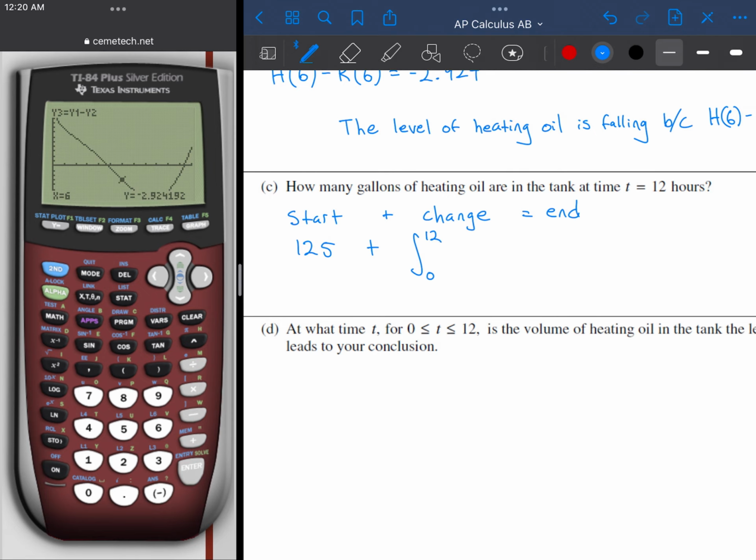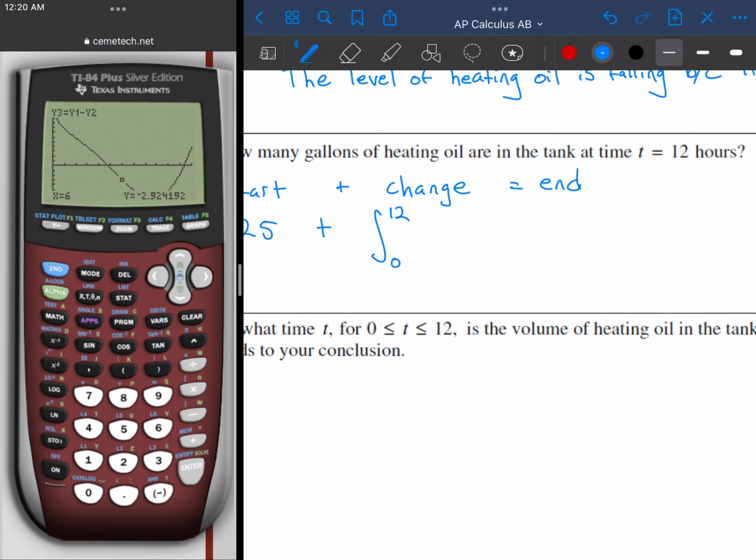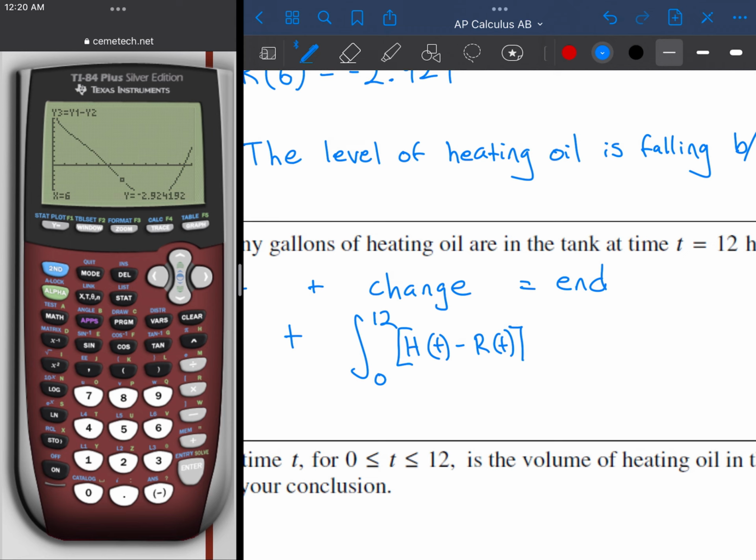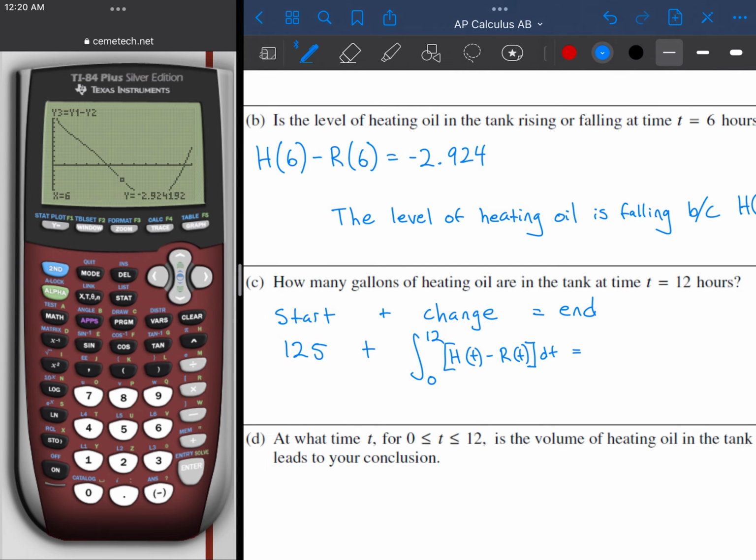And what do we want to do? The overall amount of oil, what is it again? It's H minus R, right? So capital H of t minus capital R of t, that whole quantity times dt. Cool, just plug this into the calculator and let it go.